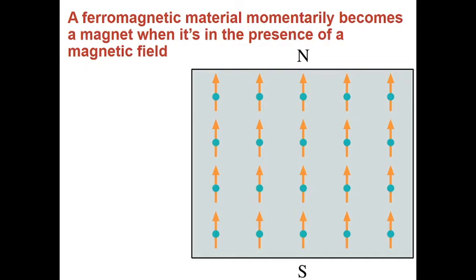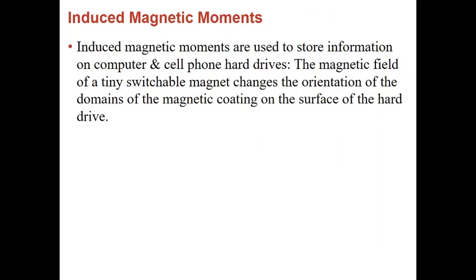Which is that, right, the little discs on your computer can create tiny magnets that will stick as those magnets for a little bit of time. So this slide says that they're used to store information on your computer and cell phone hard drives. So there's a little switchable magnet that can store information by just being momentarily turned into a magnet.